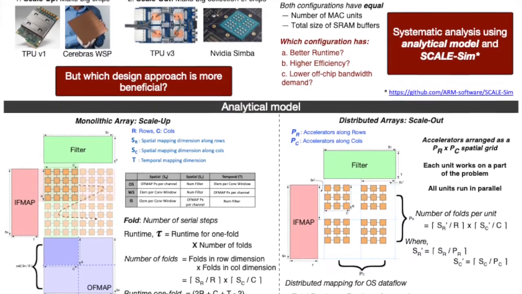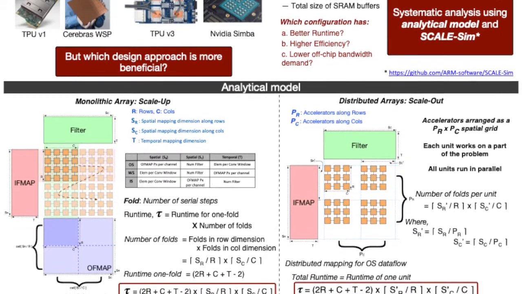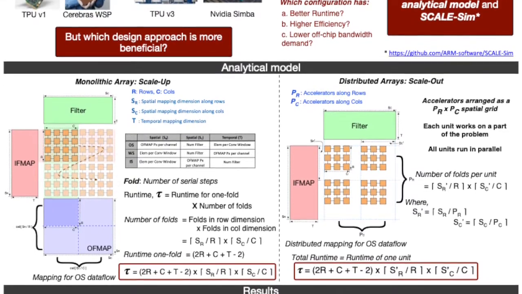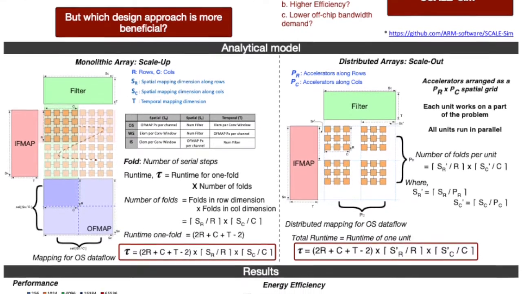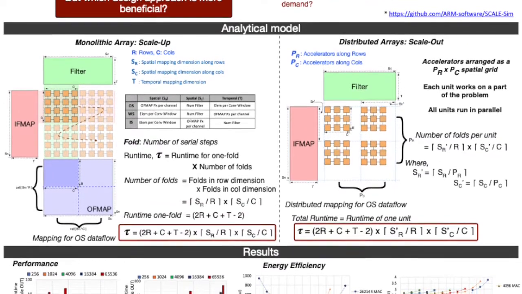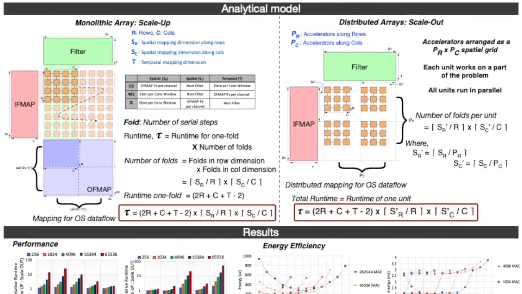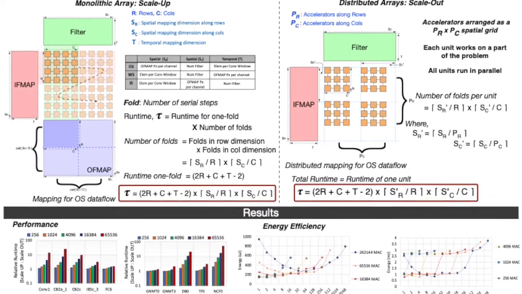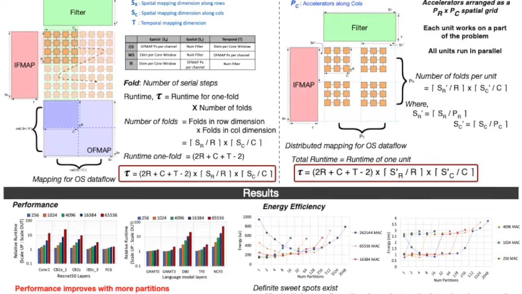For our experiments, we choose two target systems. The first is a monolithic systolic array, and second is a distributed collection of systolic arrays. Both the systems have same number of MAC units and same amount of scratchpad memory. We ran various workloads on these two systems and compared the runtime obtained, the mapping efficiency, and the off-chip bandwidth demands. To understand the runtime and mapping behavior of these two systems, we developed an analytical model. For understanding the memory behavior and the off-chip bandwidth demand, we use ScaleSim, which is a cycle-accurate simulator for systolic arrays, which we developed in collaboration with ARM Research.